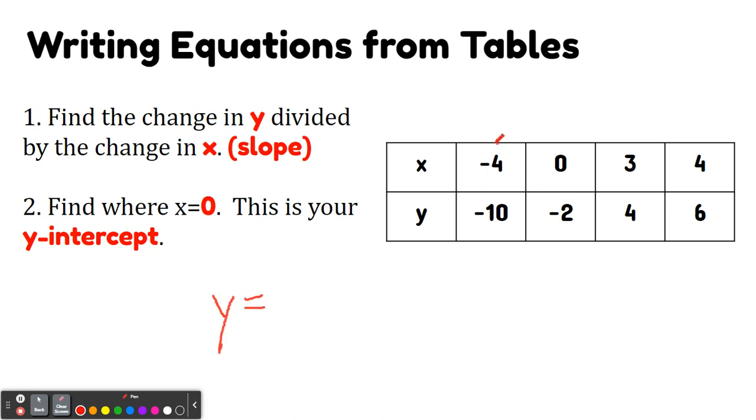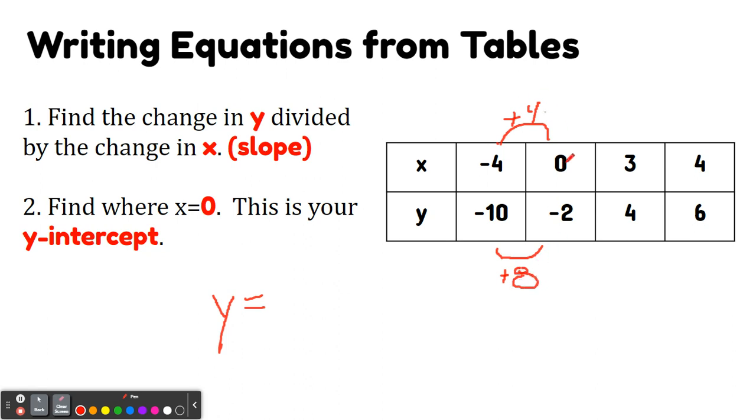Okay, let's go ahead and find our slope. I can start with any one of these points, but I'm going to go ahead and start here. So going from -4 to 0, I am going up 4. This is my change in x. I'm only doing it because it's at the top. Going from -10 to -2, I am going up 8.